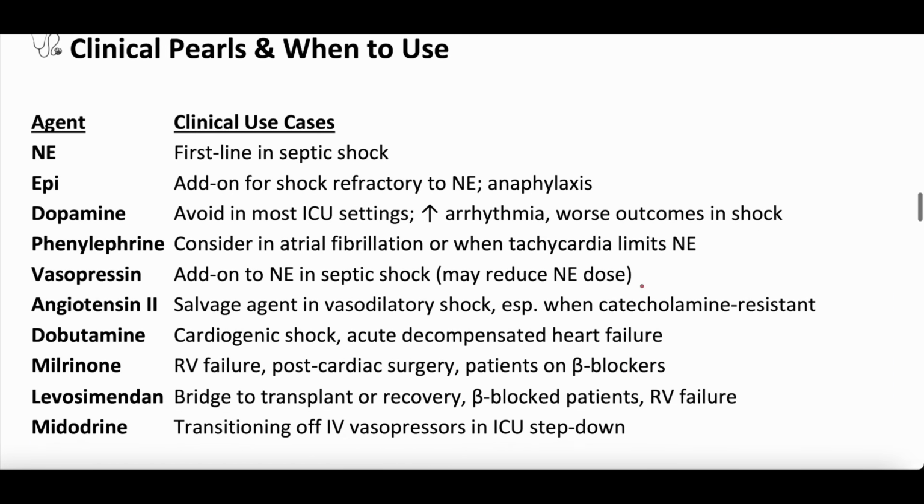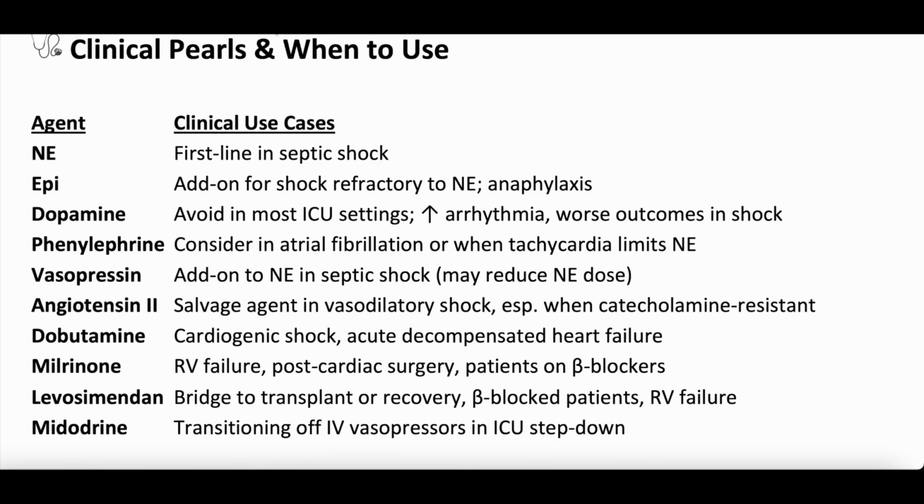Clinical pearls and when to use. So these we are going to just talk about quickly. Norepinephrine is first line in septic shock and really in most shock states other than hemorrhagic or hypovolemic. Epinephrine can be an add-on for refractory shock. It is first line in anaphylaxis as well as ACLS and cardiac arrest. And then it's sometimes nice in patients who are septic with septic-induced cardiomyopathy because it does have a little more inotropic effect. Dopamine we don't really use.